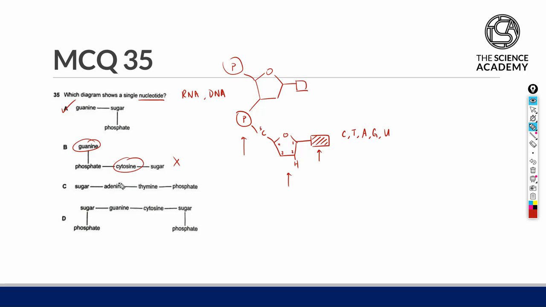In C, there are also 2 bases between the sugar group and the phosphate group, which is not the correct structure of a nucleotide. And lastly, D is also wrong because a single nucleotide consists of only one sugar, one nitrogenous base, and one phosphate group. D is a dinucleotide where there is complementary base pairing between the guanine and the cytosine base.